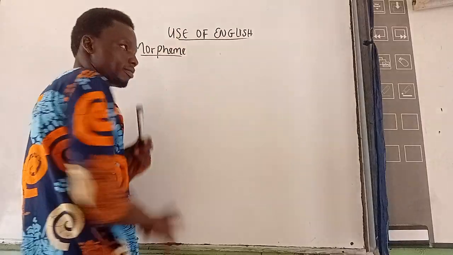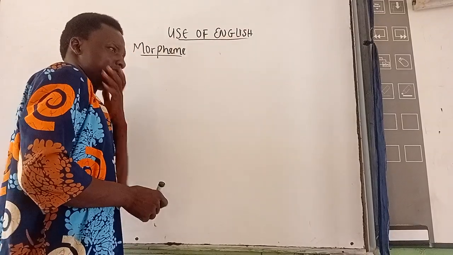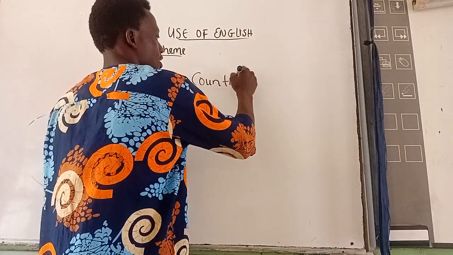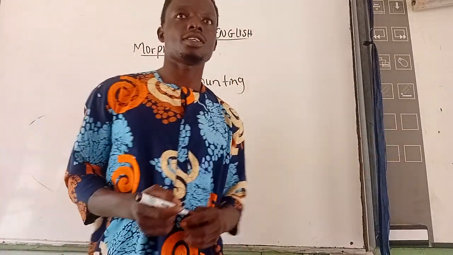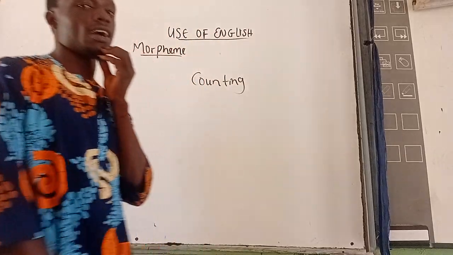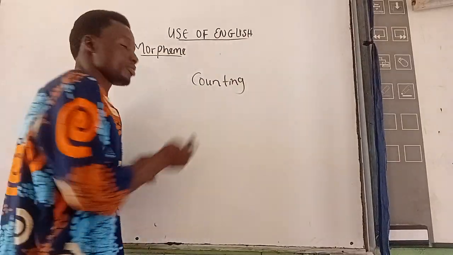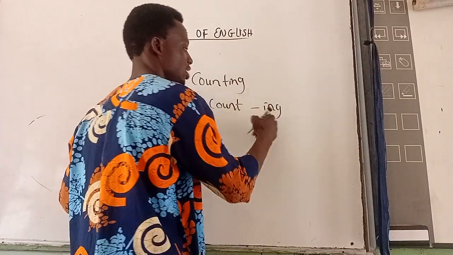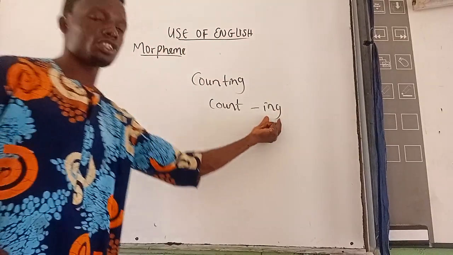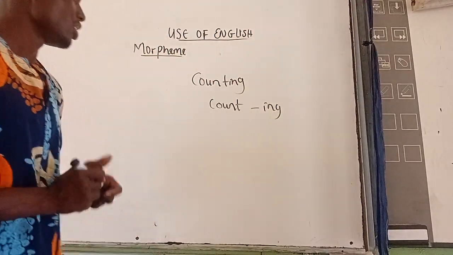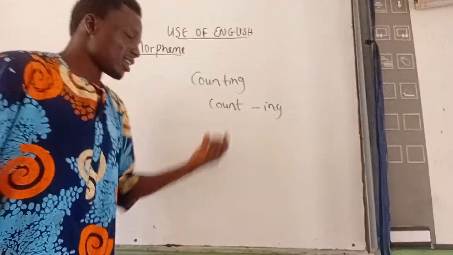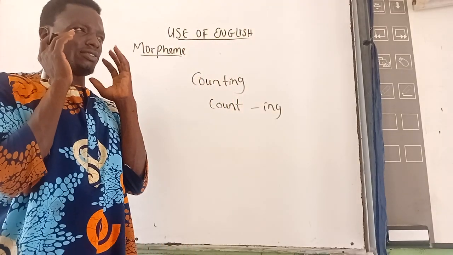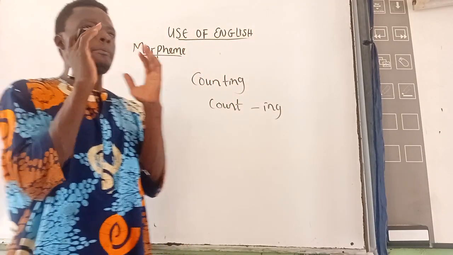Now let's say counting. Let me not use that word class aspect. Let me use this guy, counting. Now we have two morphemes here, which are what? The root word is count, and we have ing as the inflectional bound morpheme here.